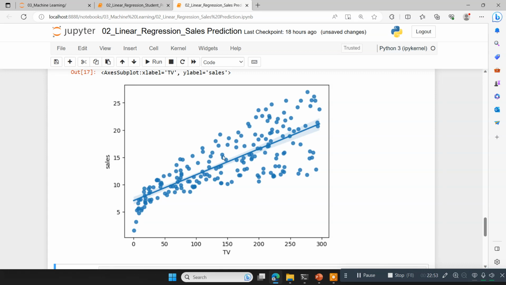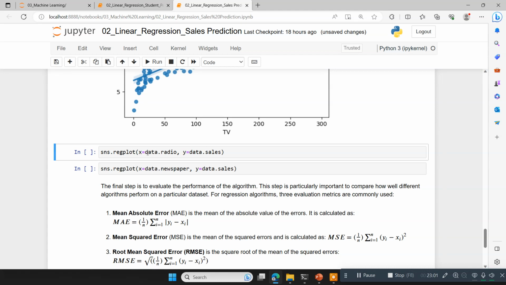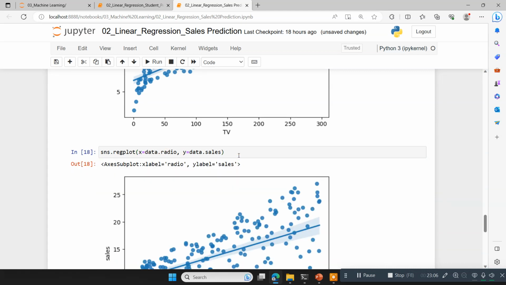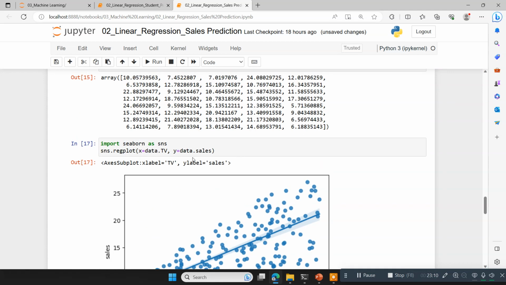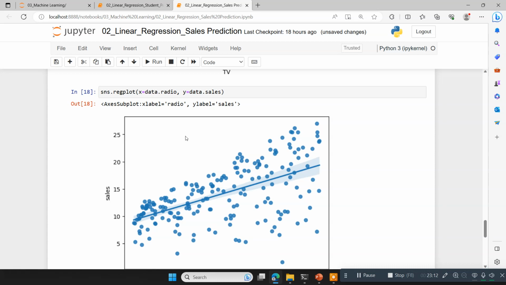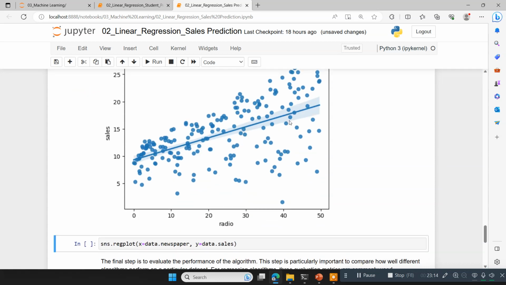And also you can see the majority of the data is not fitted on the regression line. So that's why we got the error. Similarly, you can check the relationship between radio and sales, so how the sales value depends on radio. So here we took TV and here we are taking radio. So there is also a positive relation.